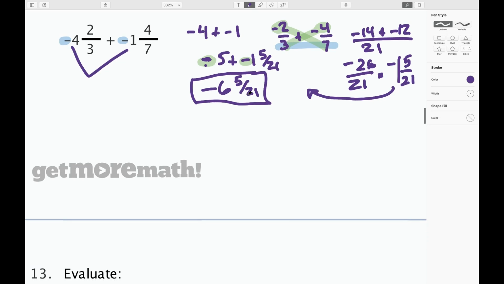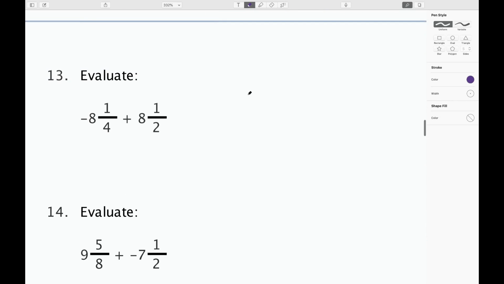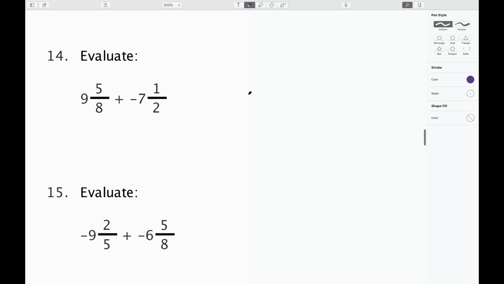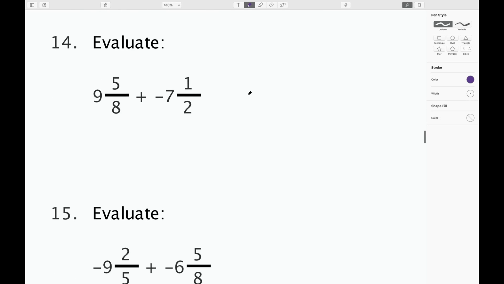All right, one more time. So let's do one more example of this. Let's do number 14. So I got 9 5/8 plus -7 1/2. And again, different signs. I'm thinking I'm going to end up subtracting quite a bit. So I've got 9 plus a -7. Now 9 and 7, the difference is 2. I had 9 is bigger and it's positive, so it's going to be positive 2. I have 5/8 plus a -1/2, and then I just go to it.